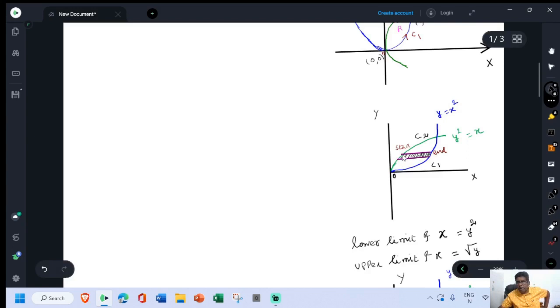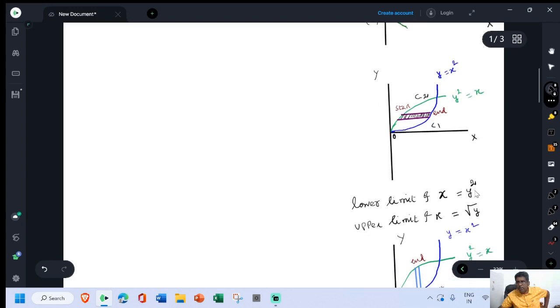The starting point corresponds to the curve y² = x. So the lower value of x is y². And the end point of the strip is on the curve y = x². Therefore, the upper limit of x is √y, because the end point touches the curve x² = y. Therefore, x = √y. This is the lower limit, this is the upper limit. But in our case, the lower value of y is 0, the upper value of y is 1. So the limit values are 0 and 1.